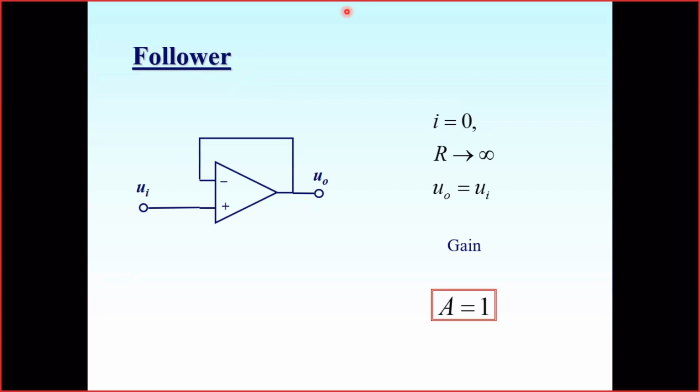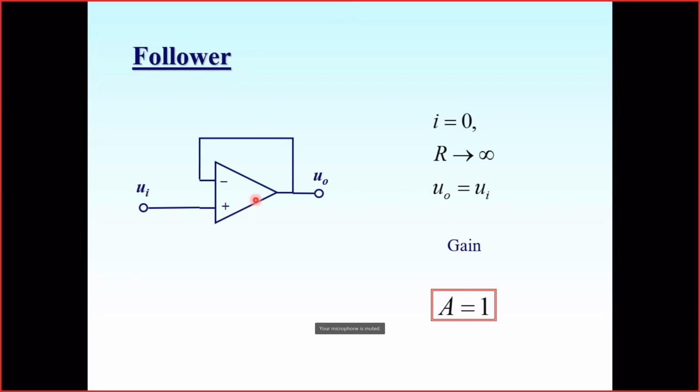Well, in fact, we use the follower when we need to separate two circuits, to prevent the input of one circuit from affecting the output of another circuit. So we sometimes use it as a buffer between one circuit and another circuit.